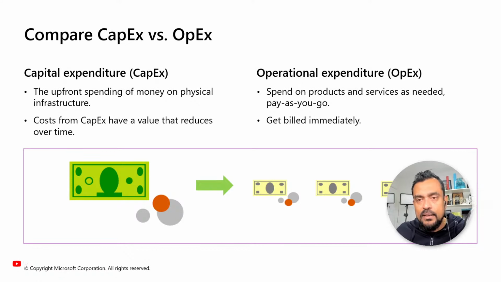Right? So if you buy a server today for 1 million rupees, next year you can't sell it for 1 million. It will become, let's say, 800,000. The next year it will become 600,000. Next year about 400,000. So countries like Australia have a life cycle where every 3 to 4 years they replace the entire hardware, because otherwise it can impact performance. And then operational expenditure is spent on products and services that are needed, like pay as you go, right? And also you will get billed immediately.